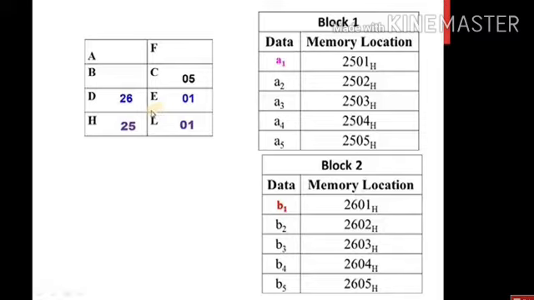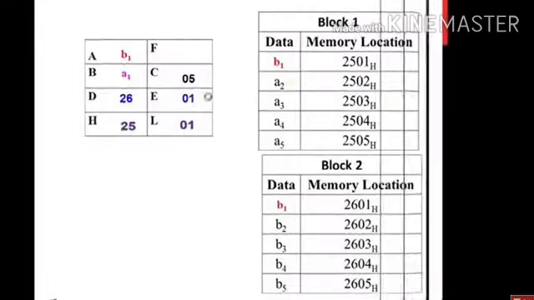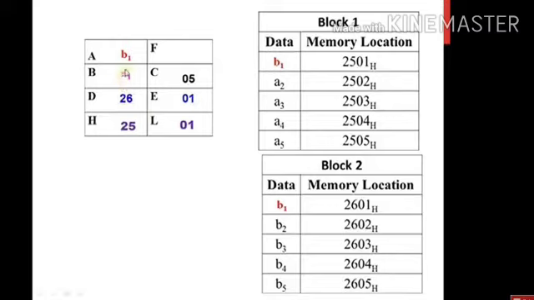Understood? Now the first block, 2501, holds A1. A1 is the data in 2501. So where will this data go by default? It will go in memory. By default it goes in memory, and B1 by default goes in the accumulator. So B1 should go in the accumulator, and A1 in a register, any register. We can take B, so we will take it in B.